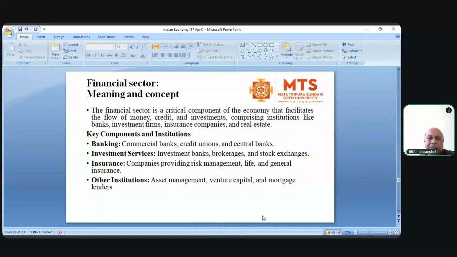Banking sector basically means commercial banks, credit unions, central banks, and investment services like investment banks, brokerage, and stock exchange. Insurance sector means those companies or firms who provide insurance, life insurance, commodity insurance or asset insurance, all included in the financial sector.